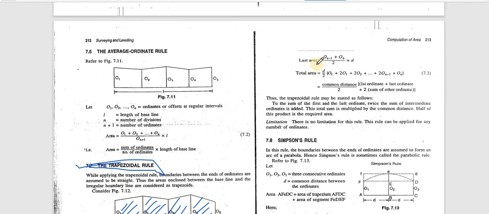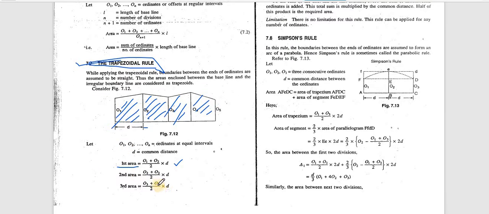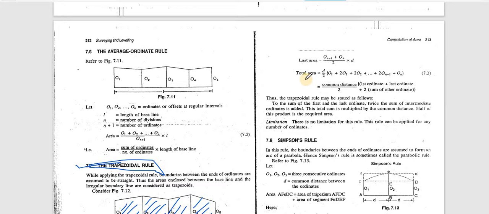So if we take D as common, because D is common in each and every case, the final formula comes out to be: total area equals D by 2 into O1 plus twice O2 plus twice O3 and so on up to twice O(n-1) plus On. In general terms, the final formula is: the common distance by 2 into the first ordinate plus the last ordinate, and twice the sum of the other ordinates. So this is the final formula in the case of the trapezoidal rule.